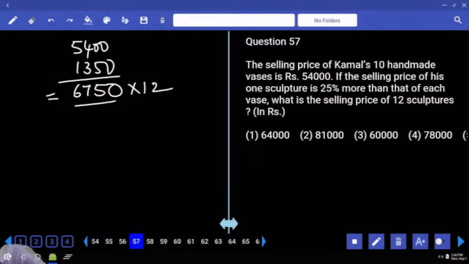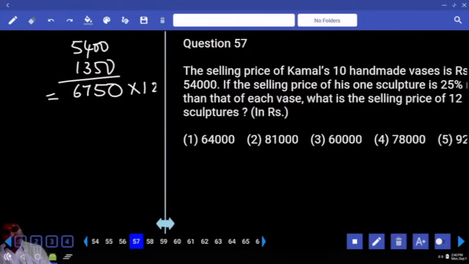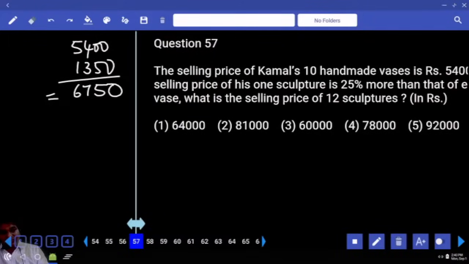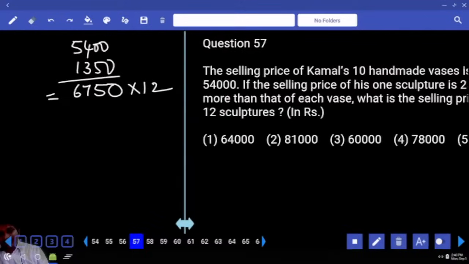Then this number is a 9 multiple. Come on. Sum of digits is 18, which is a 9 multiple. Answer must be a 9 multiple. Go to options. Can it be first option, second, third, fourth, fifth? Answer done.